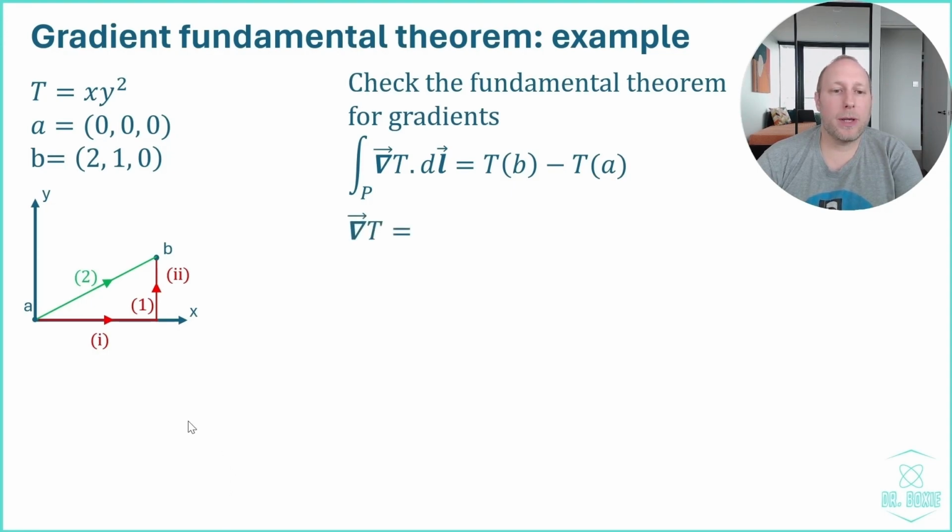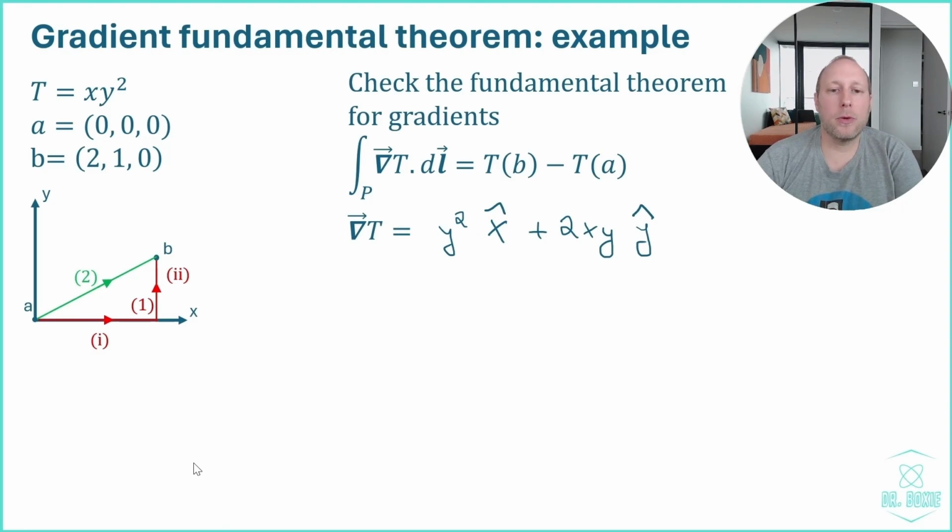So first of all, for the left-hand side we need to be able to calculate the gradient of T. And so what is it? The gradient of T is a vector with an x component and a y component. There is no z component because there is no z dependence in T. The x component is the partial derivative of T with respect to x, which is y squared. And the y component is the partial derivative of T with respect to y, which is 2xy. So this is the expression for the gradient of T.